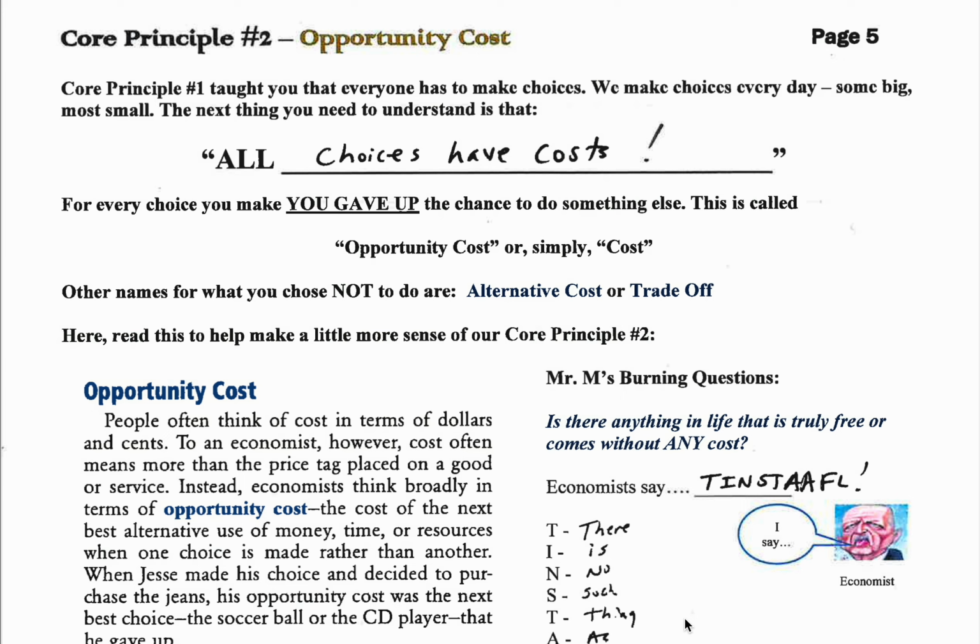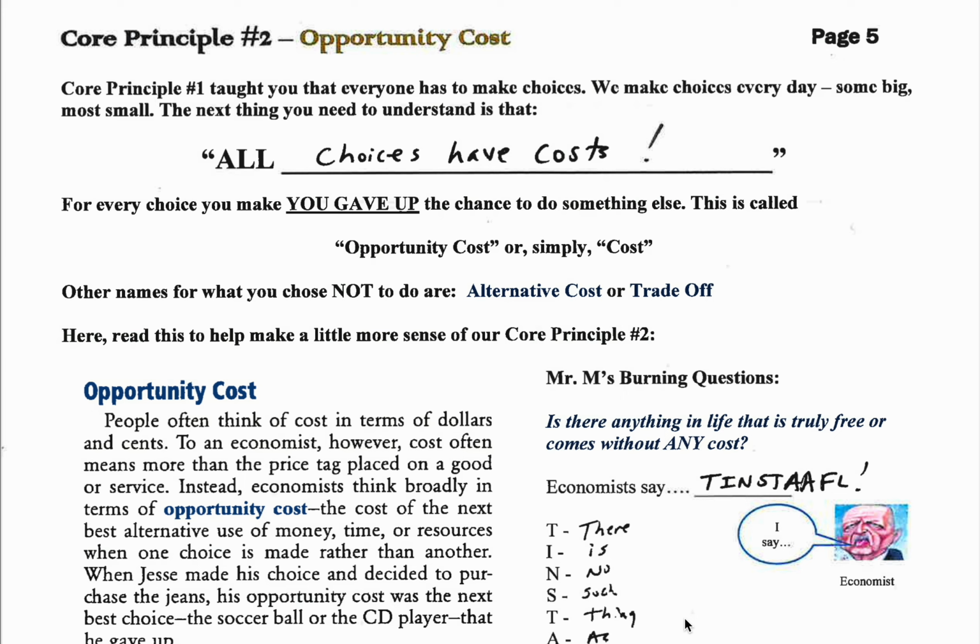So when we began this lesson in class, I started reading at the top. I said core principle number 1 taught you that everybody has to make choices. We do this every day. This is a core principle, a fundamental understanding of economics. Most of the choices we make are very, very small. We don't really even think about them. Some are really, really big in life.